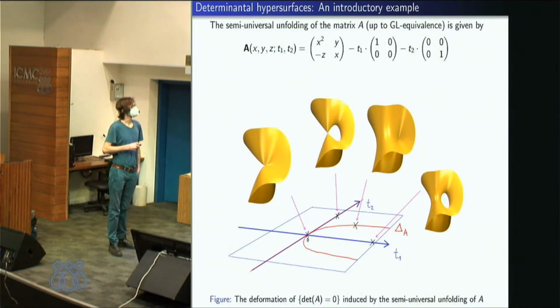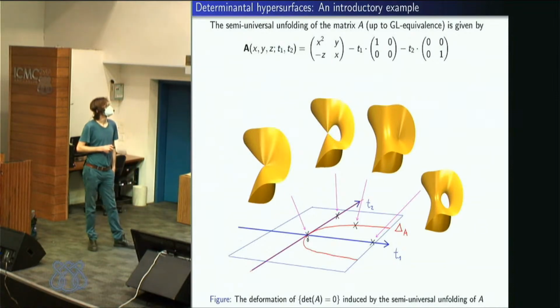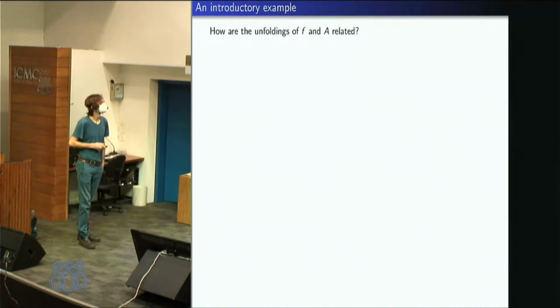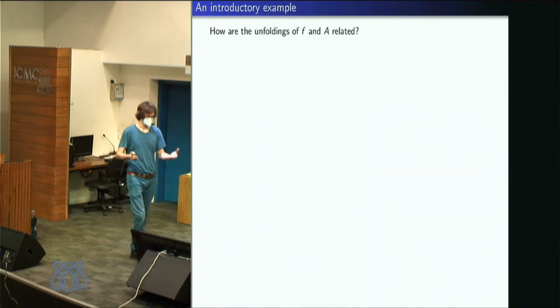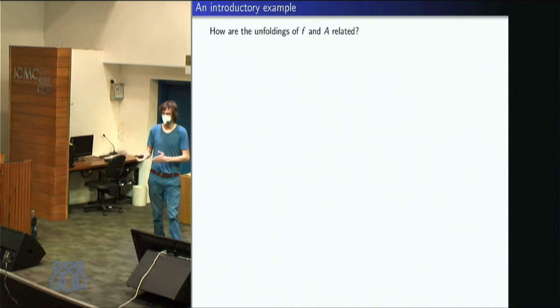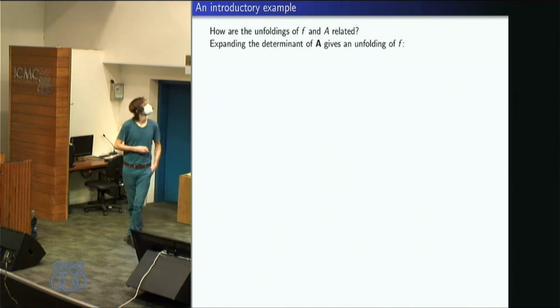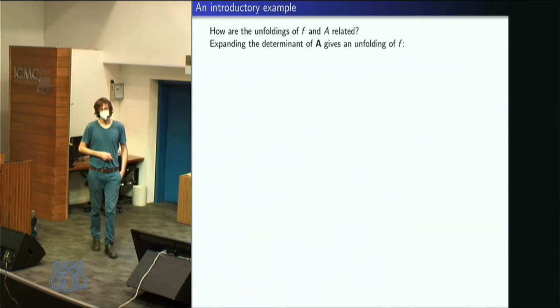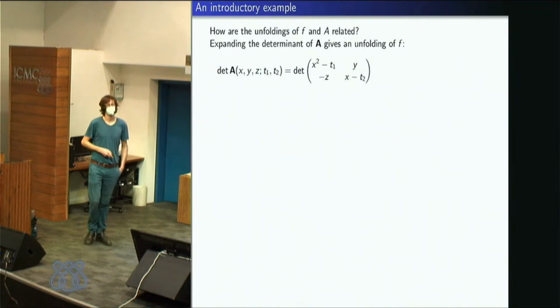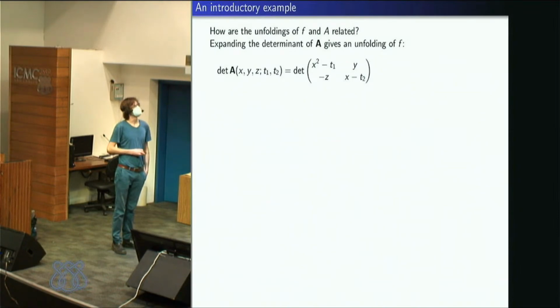And then we have a matrix discriminant, which in this case consists of two branches. One's the T2 axis, and the other one is a parabola. And in both cases, you have singularities in the fiber. And then the natural question is, how are the unfoldings of F and the matrix related, right? So we can check this by hand in the example. That's something likable about examples. So we can take the matrix for the unfolding and just do the computations, right?